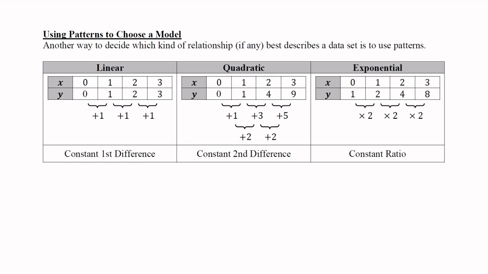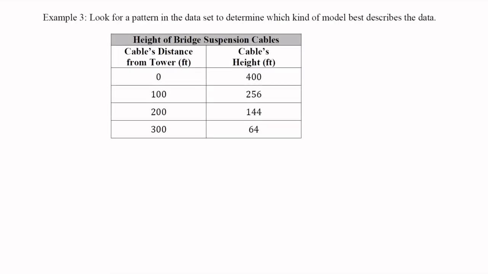So we have learned all three of these independently, but now we can start comparing the different types of data. And one way to kind of give away an exponential is you look at the y values. If they're increasing rapidly, then chances are you have an exponential and you'll want to look for a constant ratio. So let's look for a pattern in this data set to see which kind of model best describes the data.